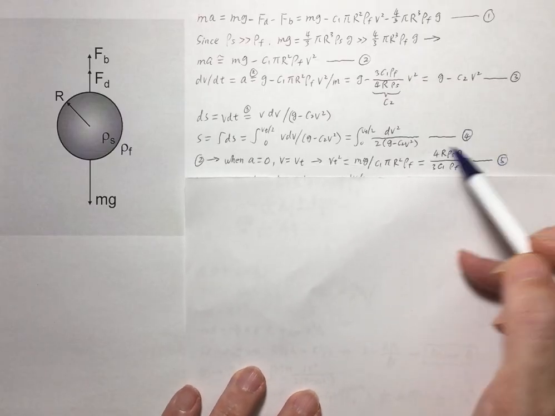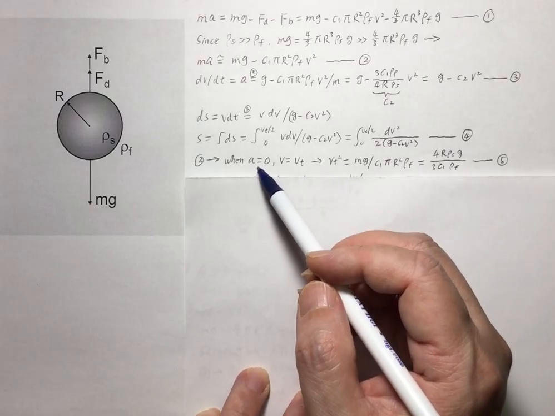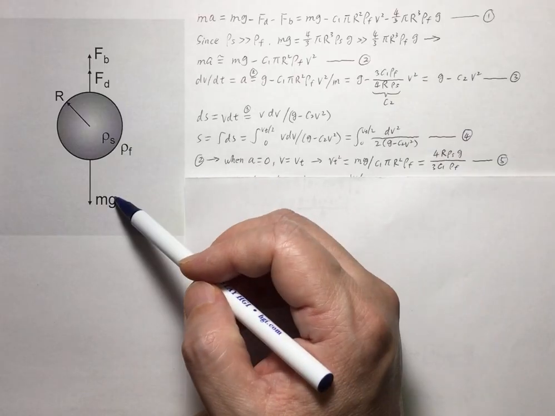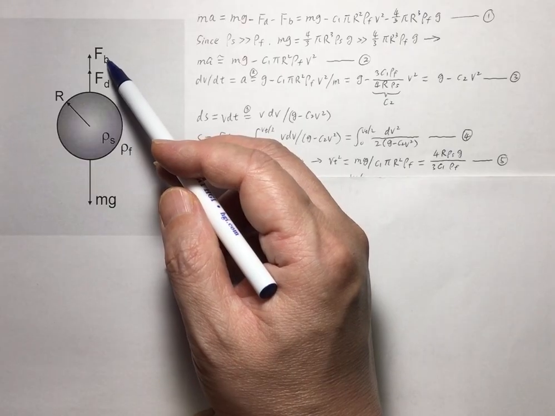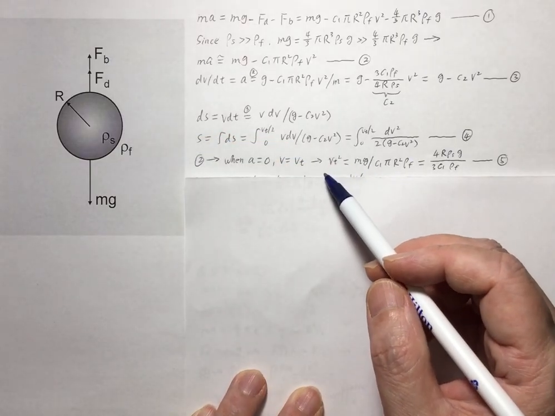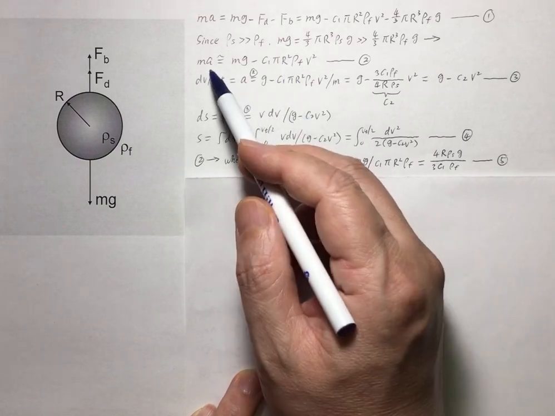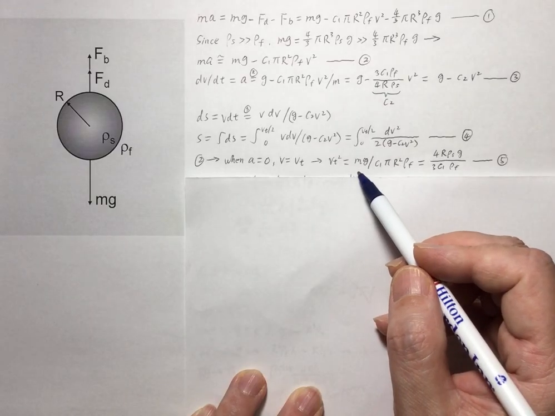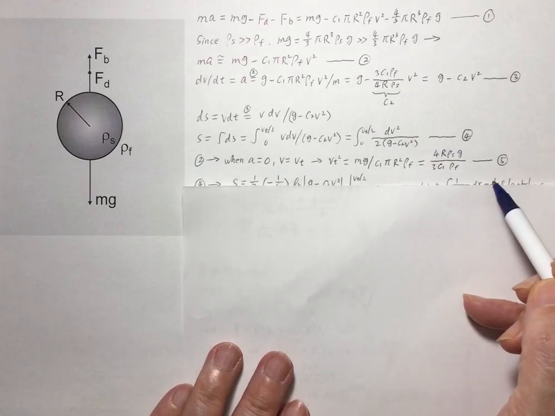So now we want to find out the terminal speed. Terminal speed is reached when the acceleration is 0, or when mg equals the drag force. Remember we omit the buoyant force. So from equation 2 here, when a is equal to 0, then v is vt. We find this expression for vt squared, and make it equation 5.